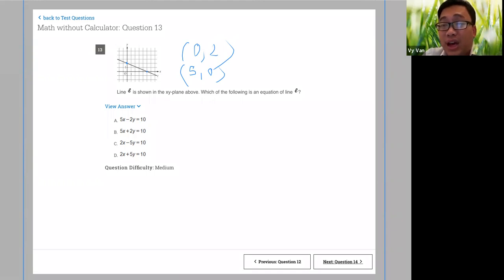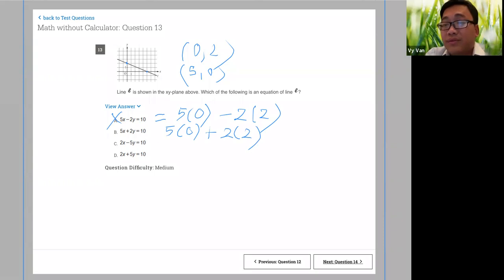So here, when x is 0, if you plug into this, this one will be 5 times 0 minus 2 times 2. So 0 minus 4, so this is negative 4, so we know the answer is not A. So let's plug into this. This is 5 times 0 plus 2 times 2. Let me see. This one doesn't work either, because this is 4. So this is wrong.